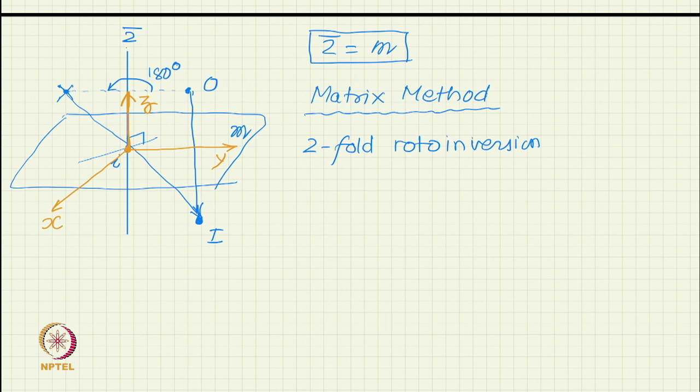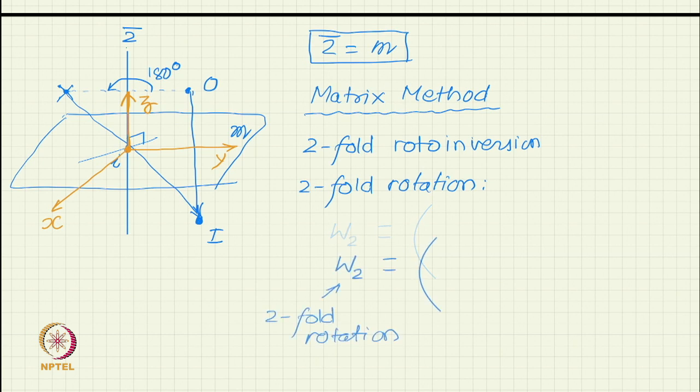So, the first step is two-fold rotation. So, let us say that the matrix for two-fold rotation is W2. How do you write? What will be W2? What will be the first column of two-fold rotation? -1, 0, 0. Very good.